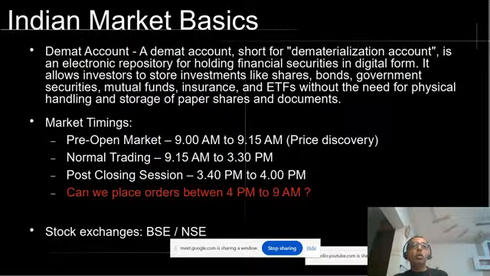Then we talked about the Indian market. So if in India any person has to own, say, a share or mutual fund, particularly the share, that person has to have a demat account.